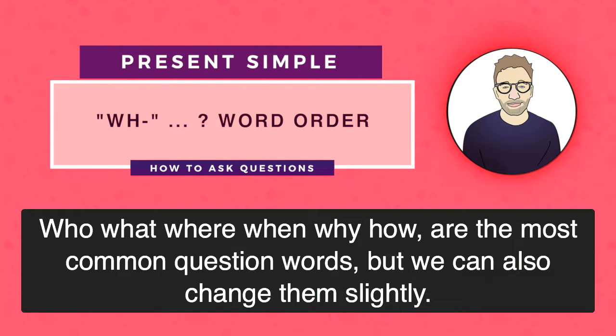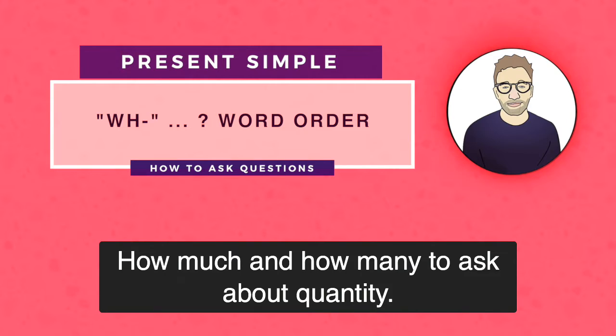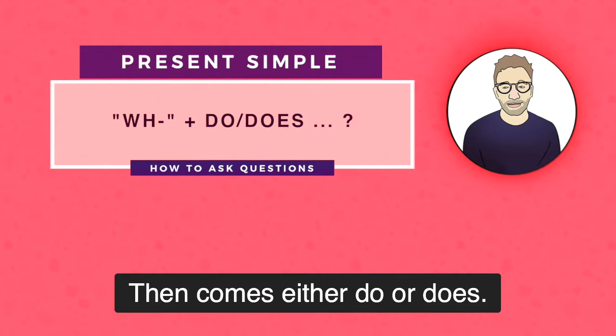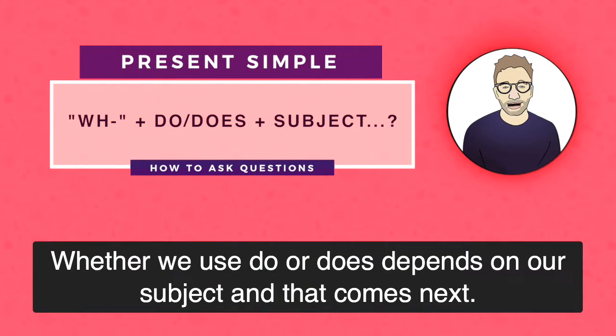But we can also change them slightly: how often to ask about frequency, how much and how many to ask about quantity. Then comes either do or does. That depends on the next part of the sentence, which is the subject. Whether we use do or does depends on our subject, and that comes next.